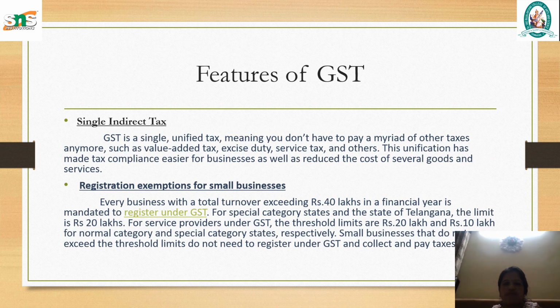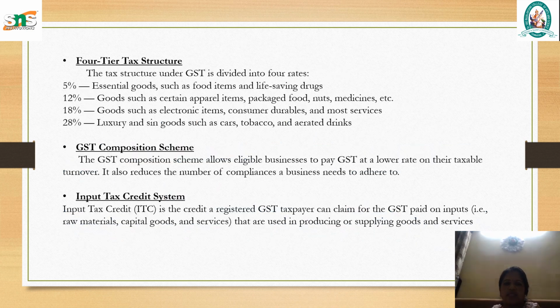Next, we see what the features are. First, a single indirect tax. Under GST, it is an unfettered tax. You don't have to pay a myriad of other taxes anymore, such as value-added tax, excise duty, then service tax and others. The unification has made tax compliance easier for businesses as well as reduced the cost of several goods and services. Then, registration of small businesses. Every business has to pay the tax.